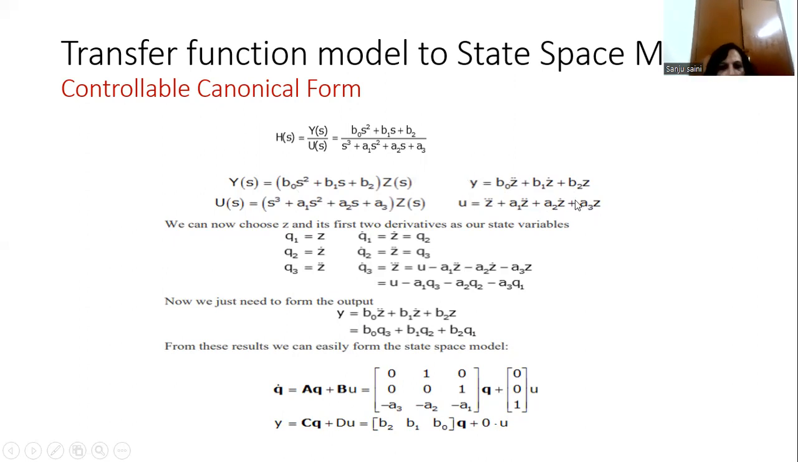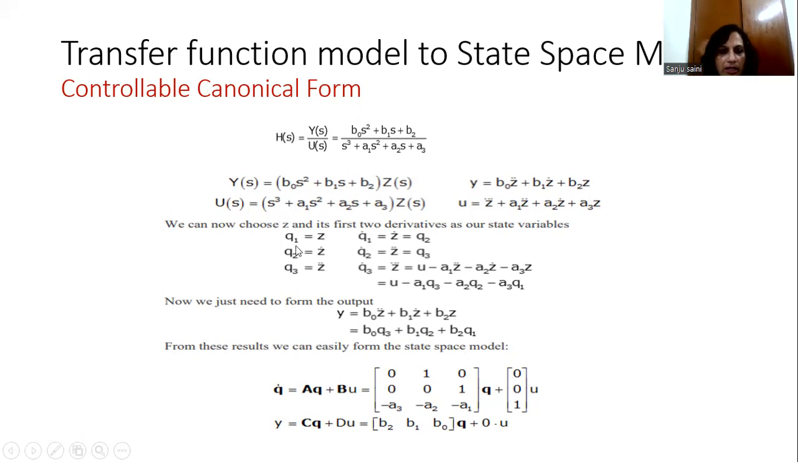Again, we choose the state variables. The first state variable is chosen as z, the second as z dot, and the third state variable as z double dot. Just consider that whatever the degree of s is, we have to consider the state variables accordingly. Since the degree of s is 3, we have to consider 3 state variables: the first directly, the second its first derivative, and the third its second derivative.